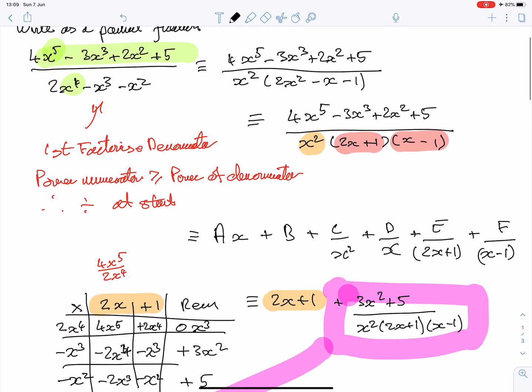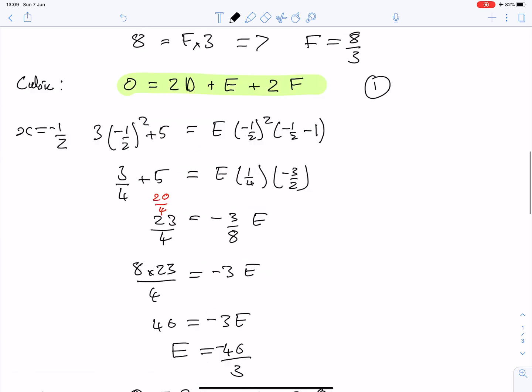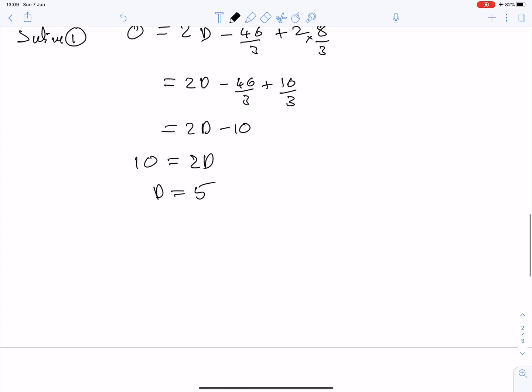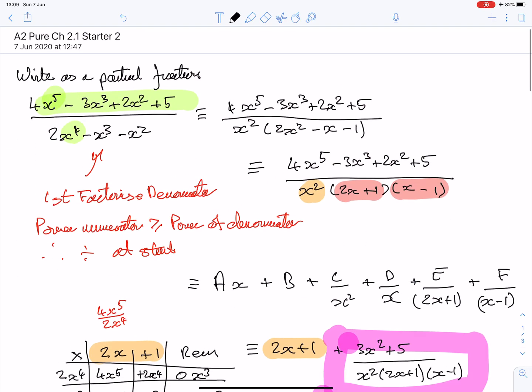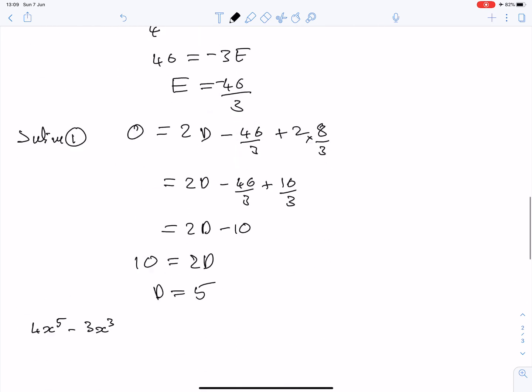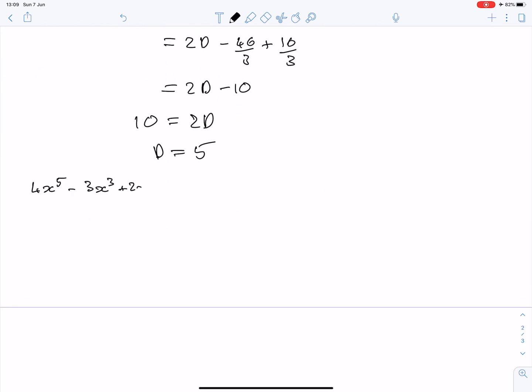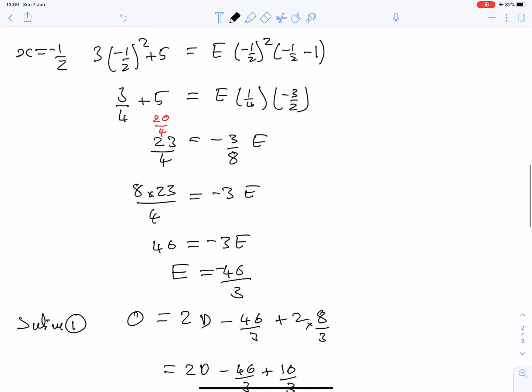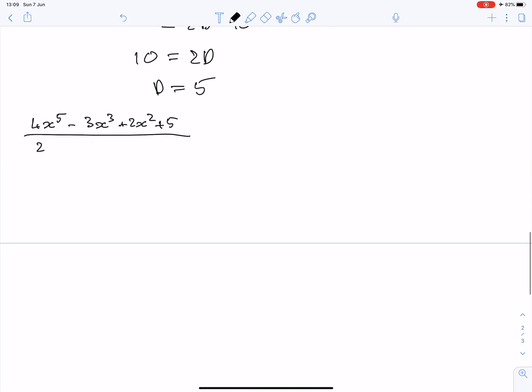So take our original expression, 4x to the 5 minus 3x cubed plus 2x squared plus 5 all over, what did we have? 2x to the 4 minus x cubed minus x squared, I think. I'll check that.